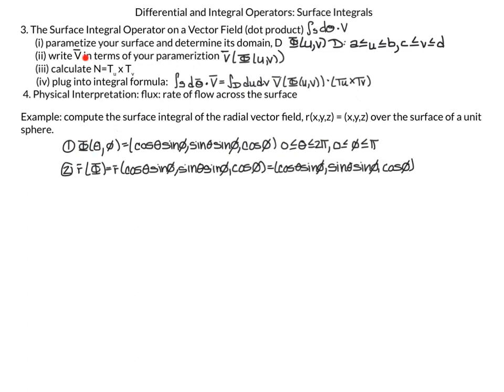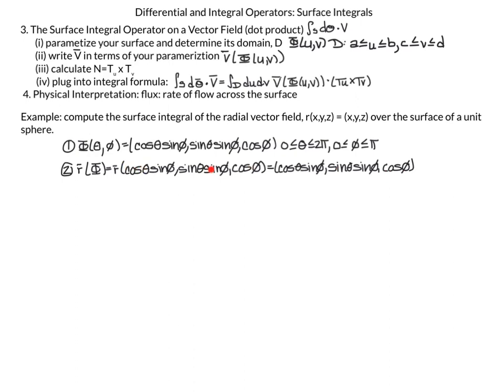Step 2 then is to write our vector field in terms of our parameterization. In other words, compose our vector field with the parameterization. So our vector field is the radial vector field, so we want r of phi. So I just plug in phi into r. So we have r, our cosine theta sine phi, sine theta sine phi, cosine phi.